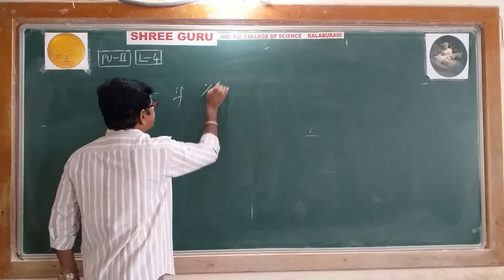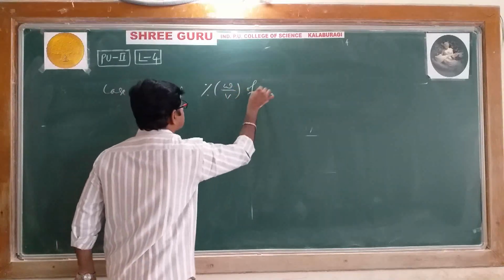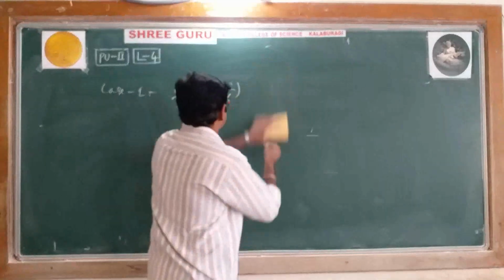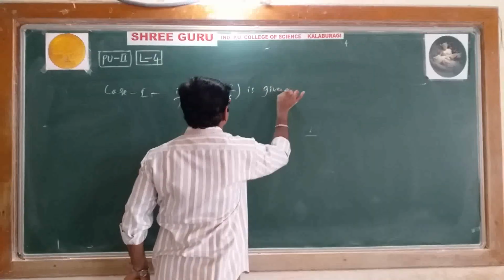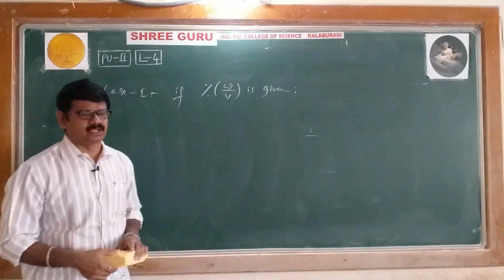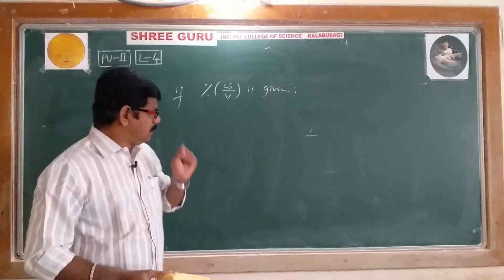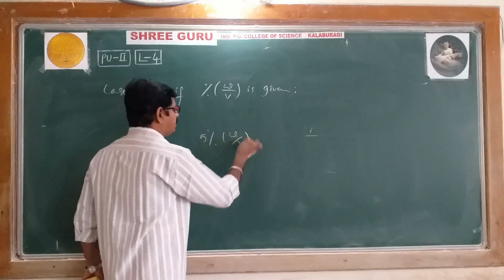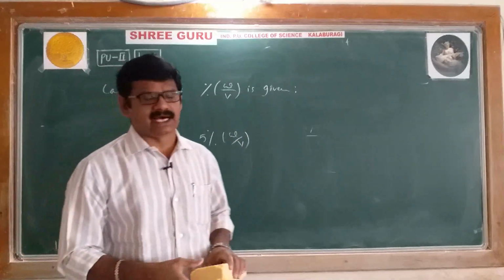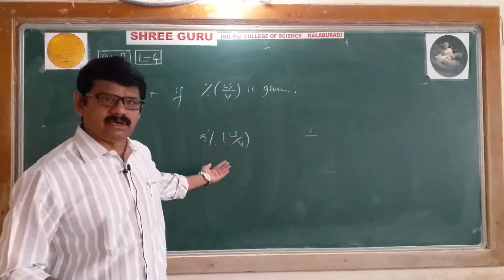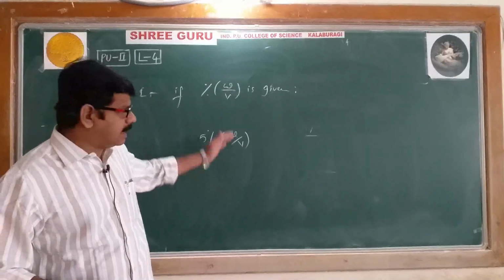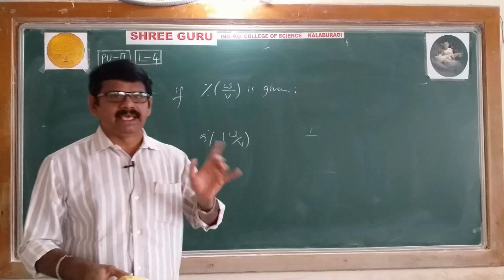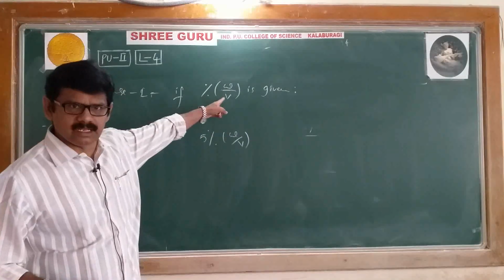If percentage W by V of solute is given, then how to calculate molarity? I'll repeat. Suppose the question has asked for the molarity of 5% W by V solution. Then we can solve with our regular formula, or I'll give you one direct formula, one short trick formula. Based on that formula, we'll calculate directly.